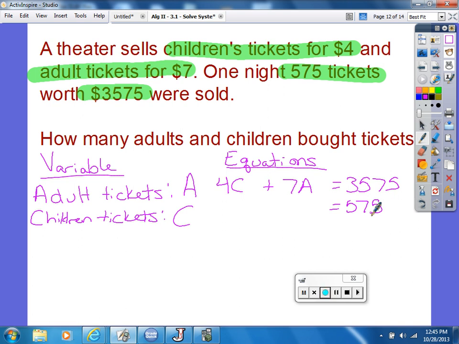Well, can I multiply adult tickets and children's tickets? What would you do with them? Add them. So C plus A equals 575. Here's why. C stands for children's tickets, right? A stands for adult tickets. And 575 stands for 575 tickets. What do they all have in common? Notice how they all had that in common. Does that make sense? Everybody see where those numbers came from?